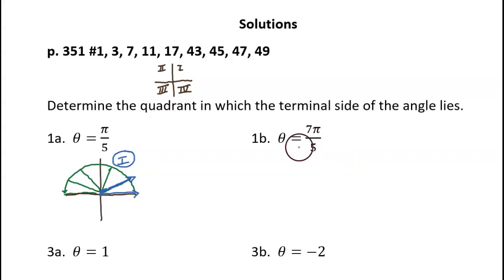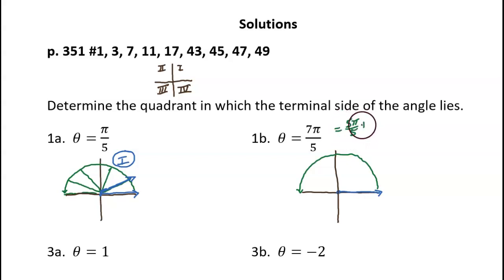Now question 1b. What about an angle whose measure is 7 pi over 5 radians? The initial side starts at the origin and goes along the x-axis. This has a positive measure, so it's created by rotating in a counterclockwise direction. A complete half circle is pi radians. 7 pi over 5 is greater than pi. 7 pi over 5 is equivalent to 5 pi over 5 plus 2 pi over 5. The 5 over 5 reduces to just pi.